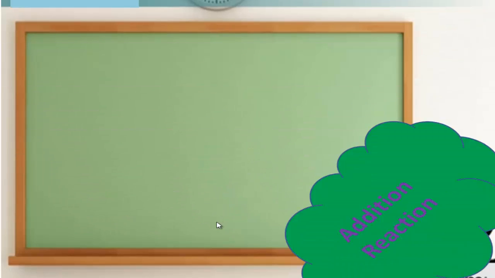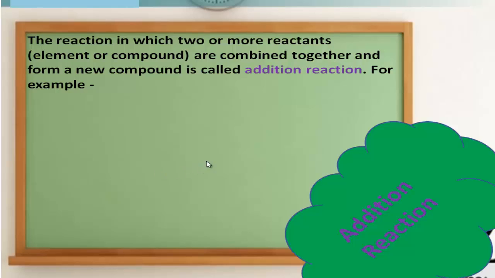At first, addition reaction. The reaction in which two or more reactants, element or compound, are combined together and form a new compound is called addition reaction. For example, these are addition reactions. How? The number of reactants may be two or more, and they may be elements or compounds both.